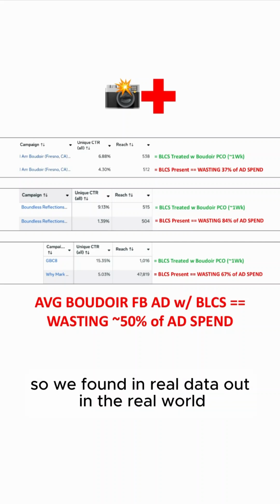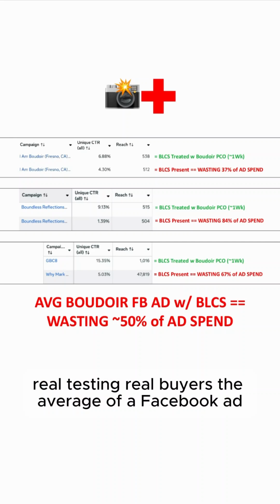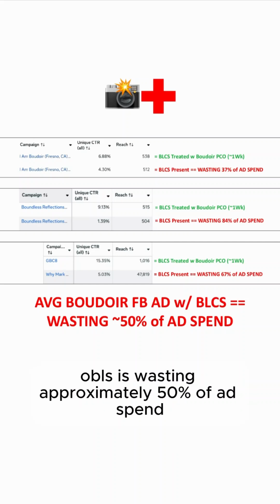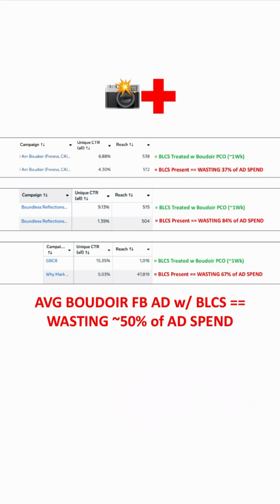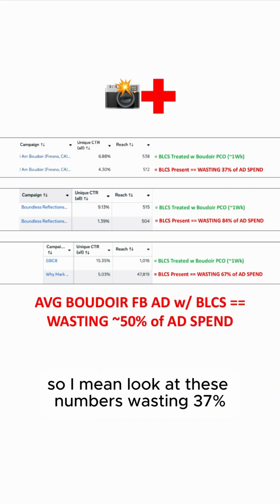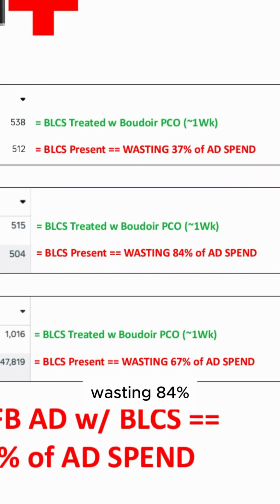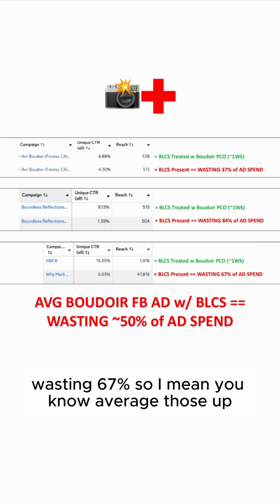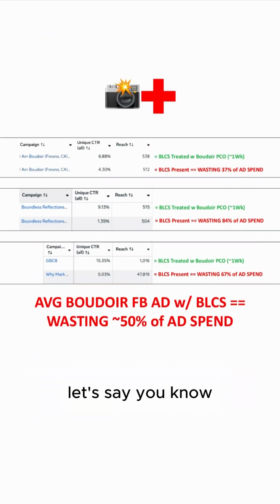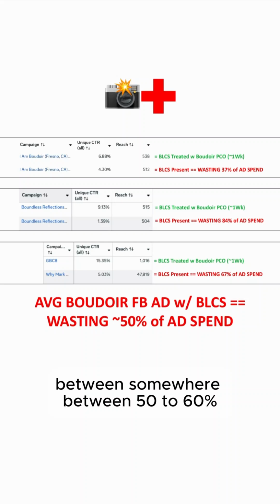So we found in real data, out in the real world, real testing, real buyers, the average Boudoir Facebook ad with BLCS is wasting approximately 50% of ad spend. Look at these numbers: wasting 37%, wasting 84%, wasting 67%. Average those up, and it will probably be somewhere between 50 to 60%.